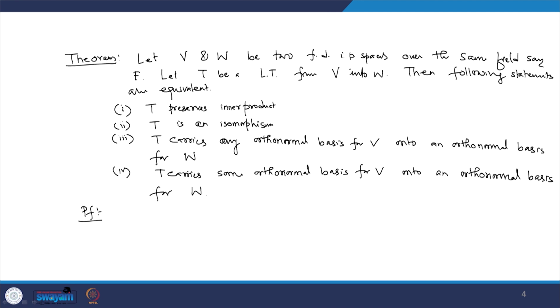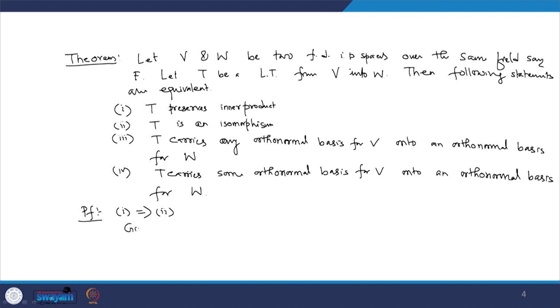I want to show that if T is a linear transformation from V into W, where V and W are finite dimensional inner product spaces defined over the same field and V and W have the same dimensions, then the first statement is that T preserves an inner product, and second is T is an isomorphism. Third, T carries any orthonormal basis for V onto an orthonormal basis for W, and the fourth one, that T carries some orthonormal basis for V onto an orthonormal basis for W. These four statements are equivalent. So, let us quickly prove that. Let us prove first how 1 implies 2.